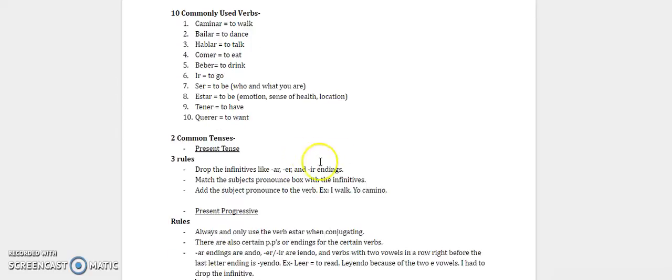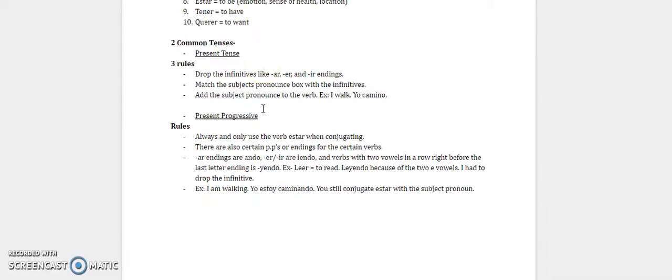So the most commonly used verbs are right here. Caminar is probably the most common to me, so this is what I'm going to be using to show my examples. So to start with, the most common tenses are the present tense and the present progressive.